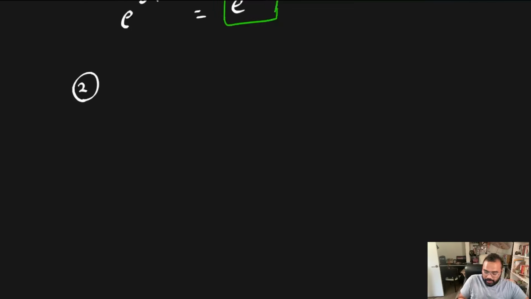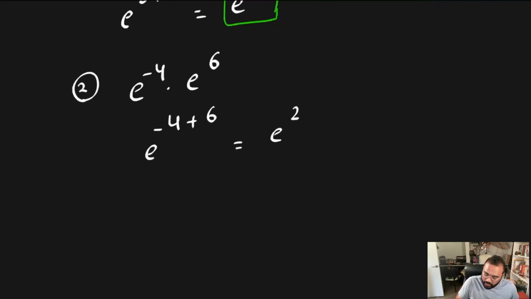e to the power of negative 4 times e to the power of 6. Now this is also very similar, right? The bases for e to the power of negative 4 and e to the power of 6 are the same, which is e. So we go e to the power of negative 4 plus 6. Negative 4 plus 6 is 2, so e squared is the answer for this question.